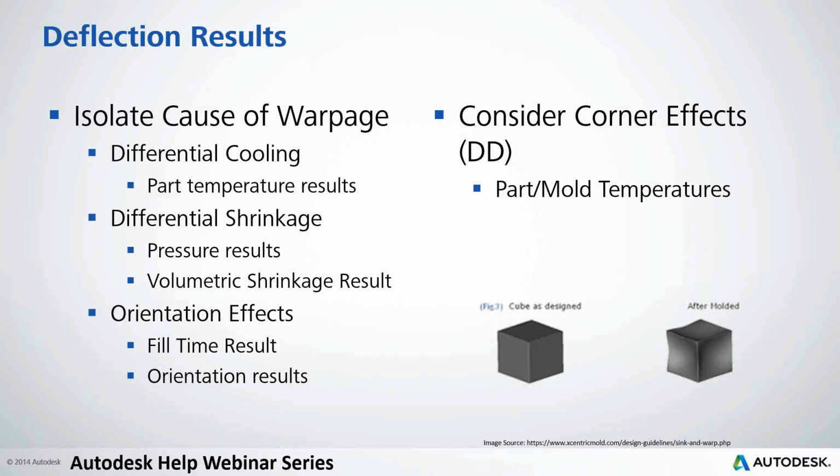And the last option that the isolate cause of warpage shows is the orientation effects. And for this one, orientation is pretty straightforward. It's the orientation of that flow. So how's the material flowing and how is that affecting the deflected part, or how the part deflects? So this can be minimized by changing process settings, changing the gating location, or modifying the part geometry.